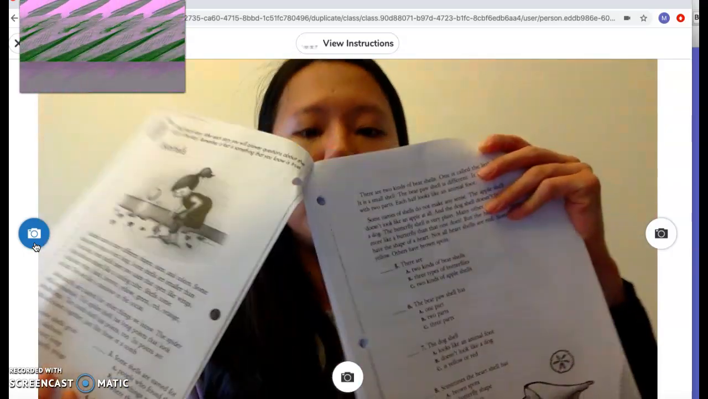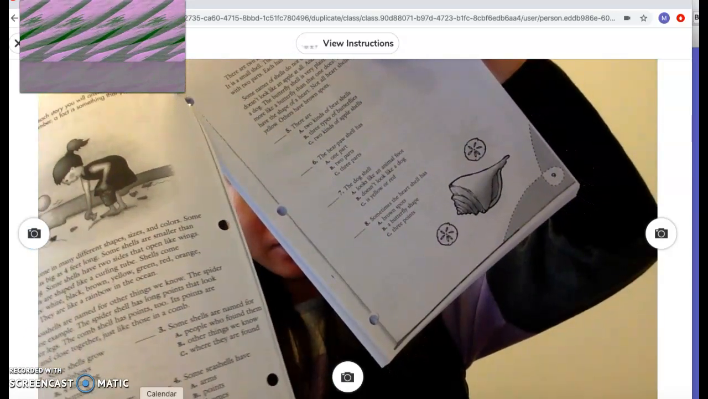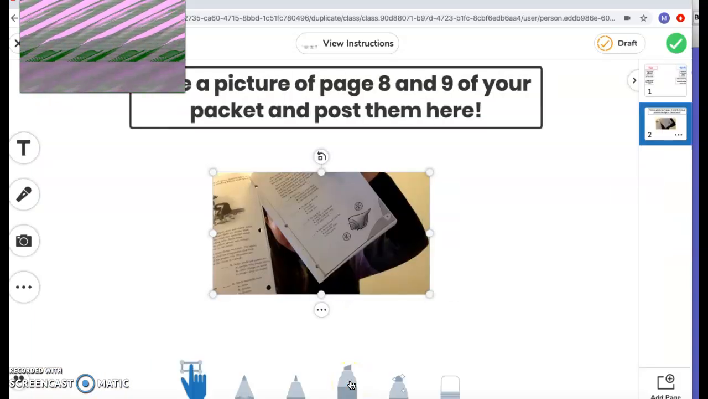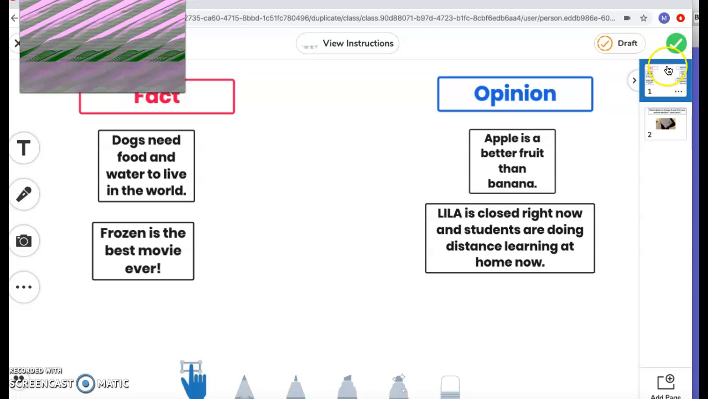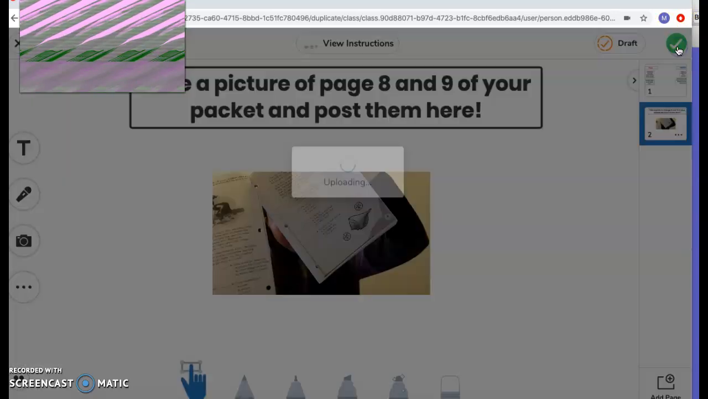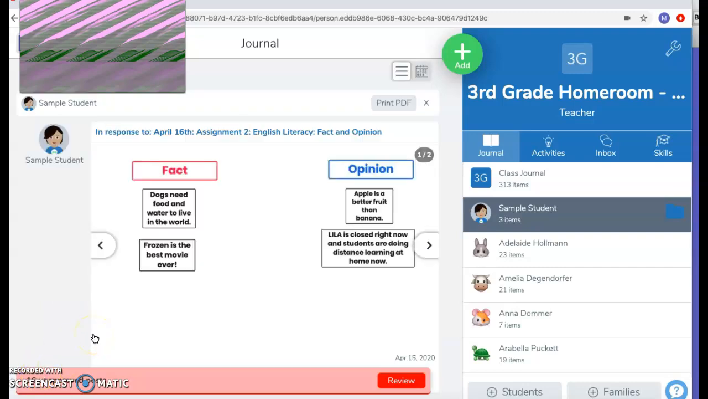Okay, this is a very bad picture, but I just want to show you how to take pictures. And then when you're done with both page 1 and page 2, you can click the little green icon, the green check button, and be done with the homework. Ta-da!